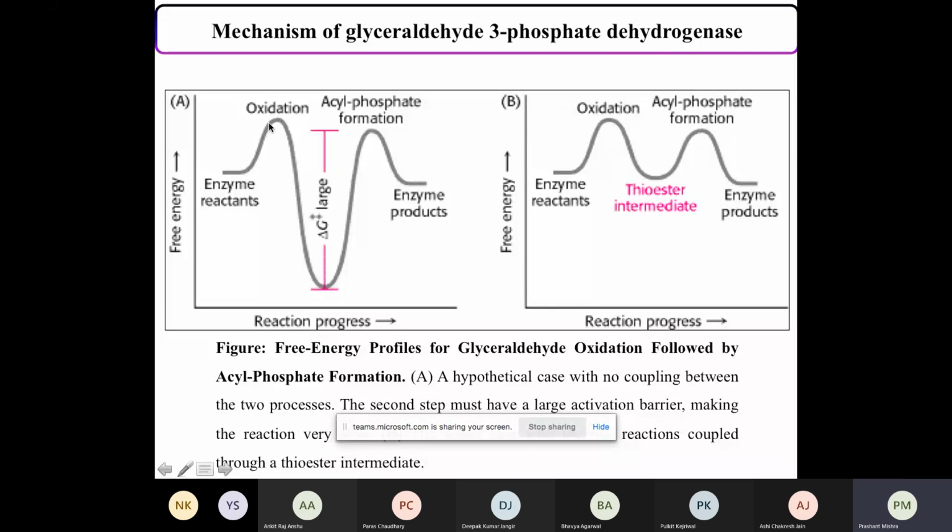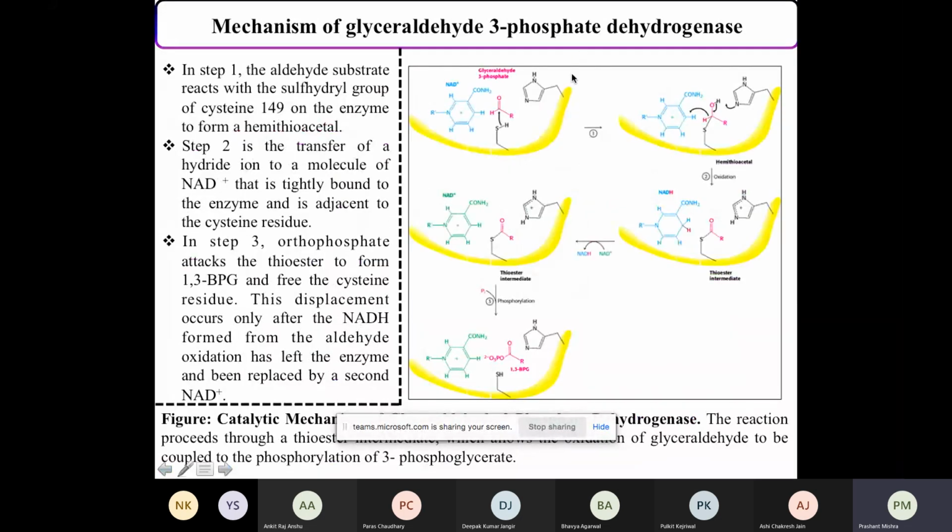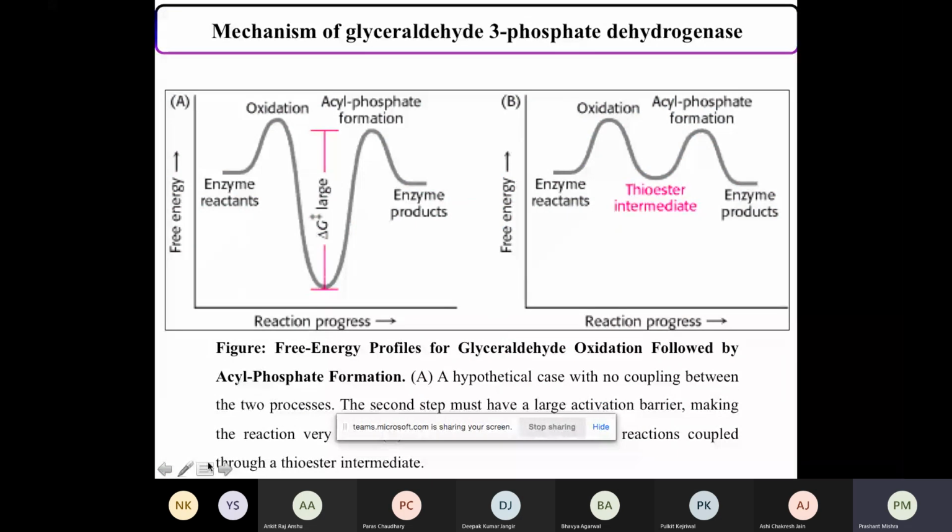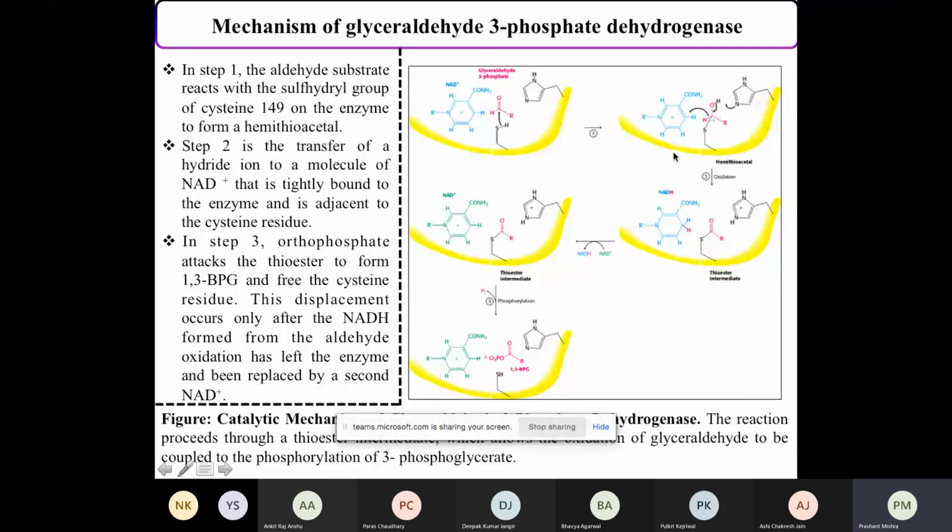Now, if I consider that these two are separate reactions, there will be a big difference in the free energy, and acetyl phosphate formation occurs, and at the end you get the enzyme products. But actually, because of the formation of thioester intermediate, those two reactions do not create a very big uphill for the reaction to happen, and both of the reactions occur on the surface of the enzyme. As you can see here, this is the surface of the enzyme, which first provides the binding of the phosphate group with the SH group, and then in the second step, hydride transfer will occur, forming NADH.